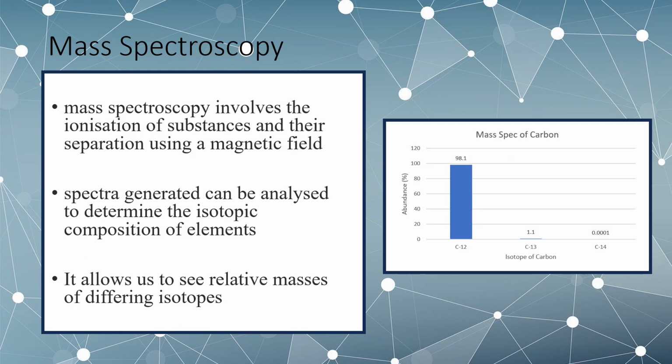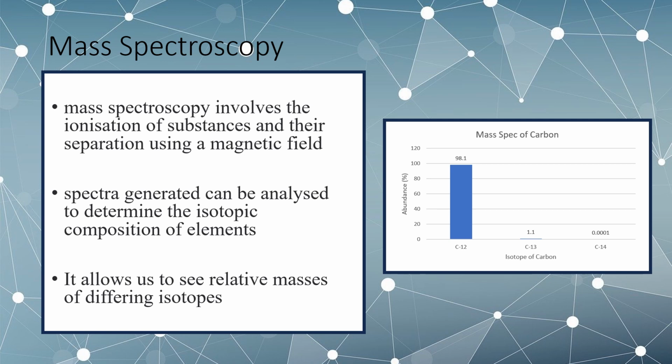A method of finding the mass of each isotope is called mass spectroscopy. This involves the ionization of substances and then separating them using a magnetic field based on their charges. This then generates a spectra which can be analyzed to determine the isotopic composition of different elements. And it allows us to see the relevant masses of differing isotopes. We'll go into more detail about mass spectroscopy and how it operates in a separate video, but for now I just want to draw your attention to the spectra it produces. Here you can see each isotope of carbon and its relative abundance, as well as what mass it has down the bottom.